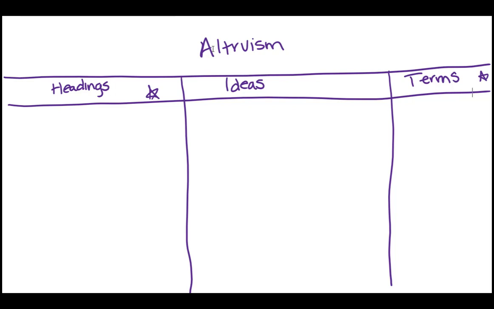Once I've done that, I draw a line under the bottom. And then I do the next thing for the next subheading. So I'll write down the second subheading, write down the terms, read through, and then go back to the ideas. So let's go ahead and do the first subheading.